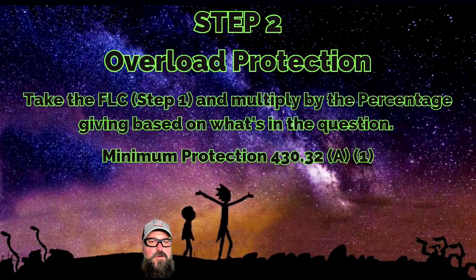Step 2, overload protection. Take the FLC from step 1 and multiply by the percentage given based on what is in the question. For minimum protection, we use 430.32(A)(1).